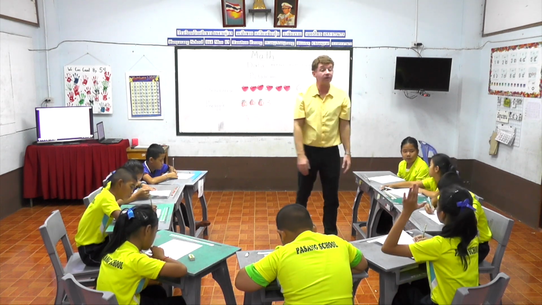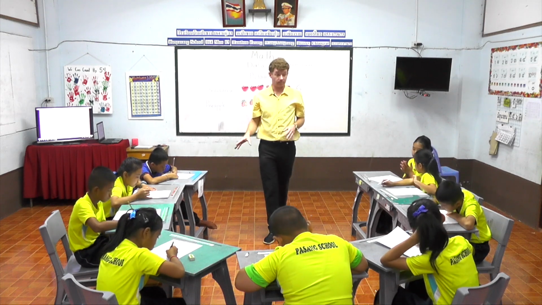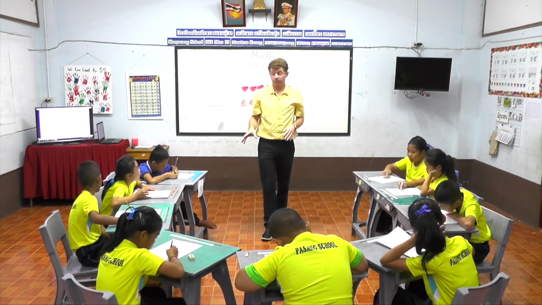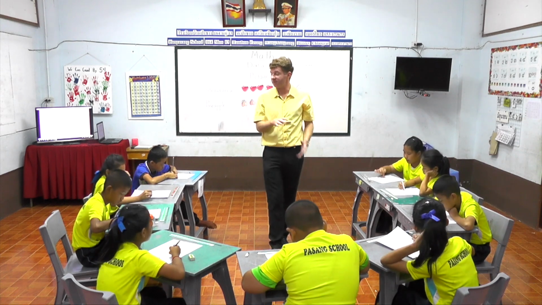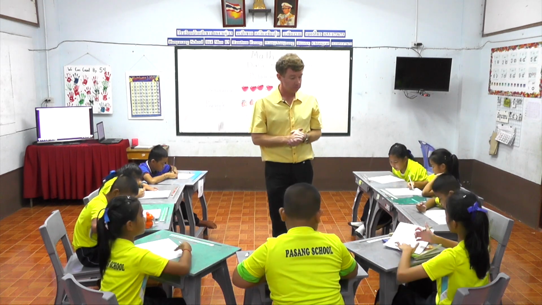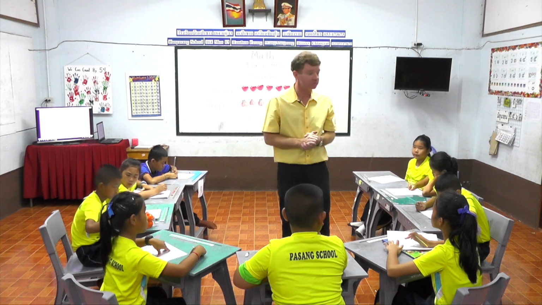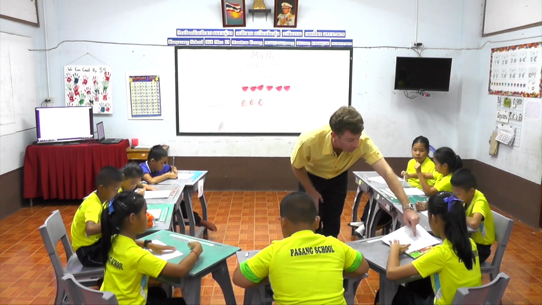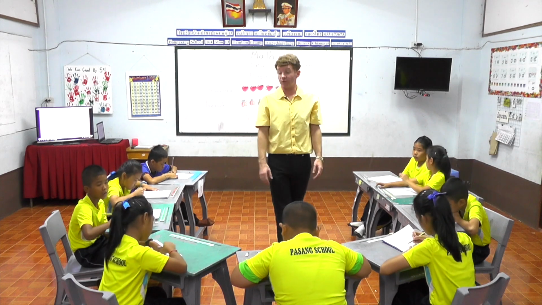And then the final question, how many animals are there in the farm? So we have to count them all together. All of the pictures together will give you the total number of animals. Yes, how many animals in the farm? So we have to count all of the pictures. And that will give us the total.